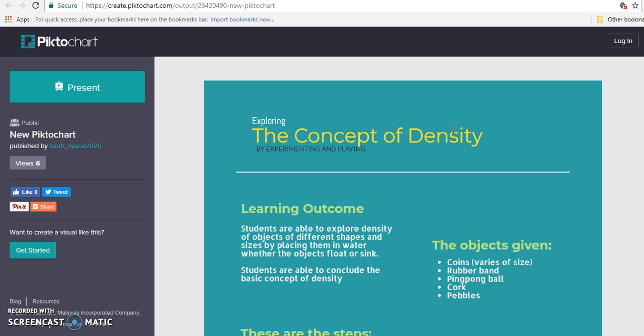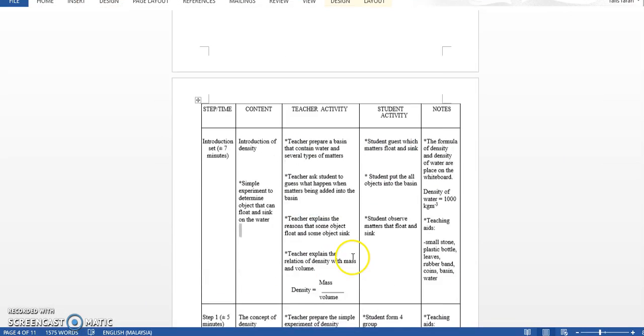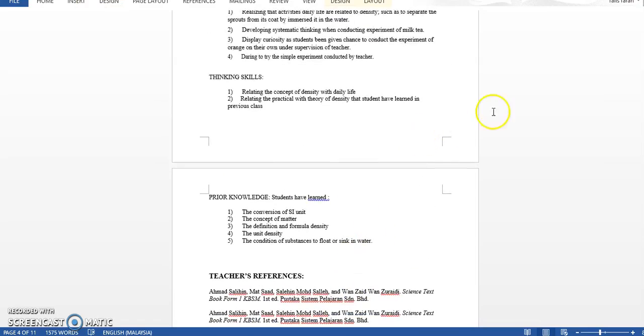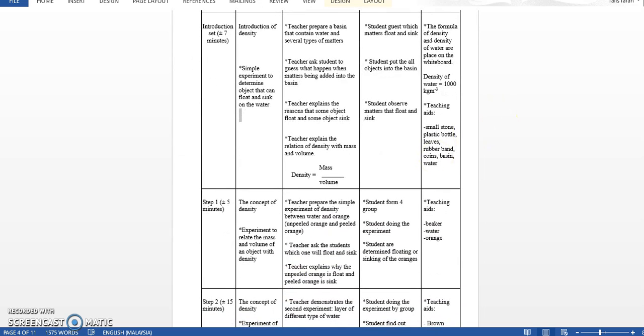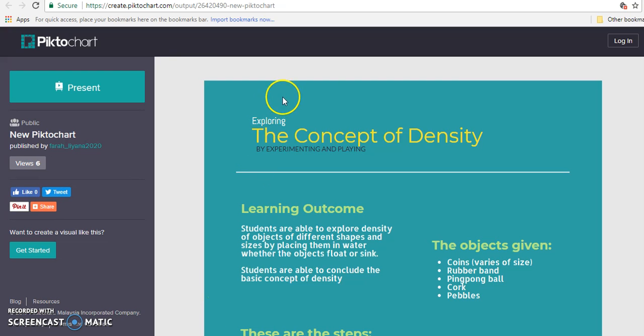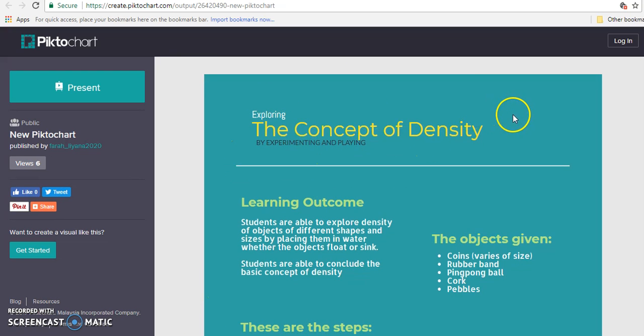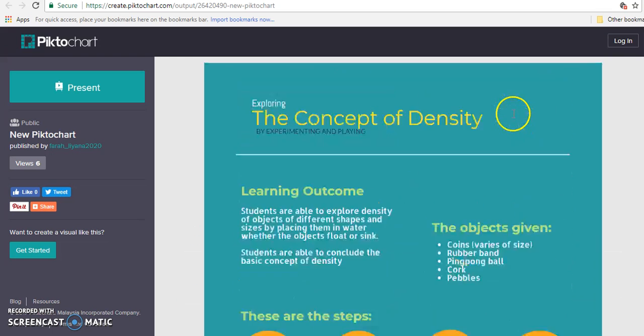So we choose the tinkering approach. Basically, tinkering is experimenting and playing. So for this concept of density, we apply the tinkering concept. So basically, this is what I want to show you. This is our lesson plan. We have done this topic before, so we apply it in this picture chart. Here. So I'm going to present this one.